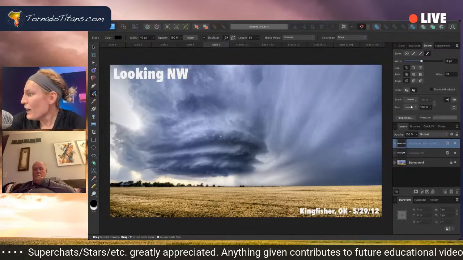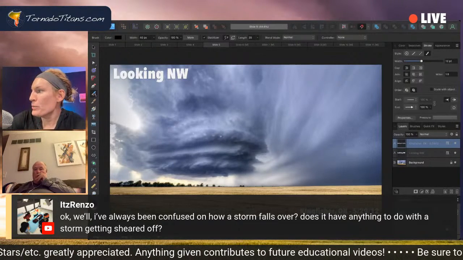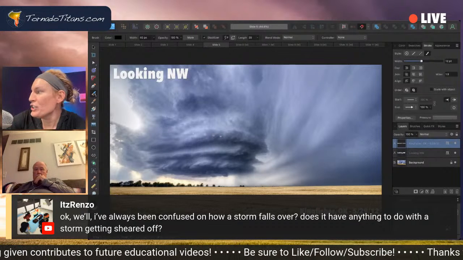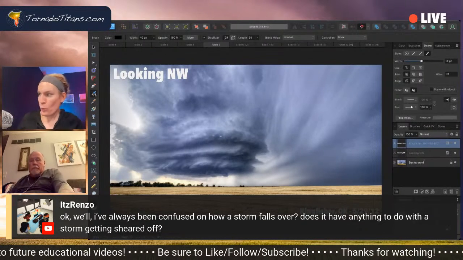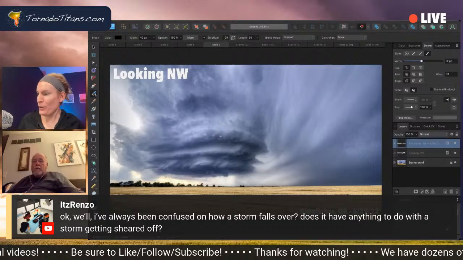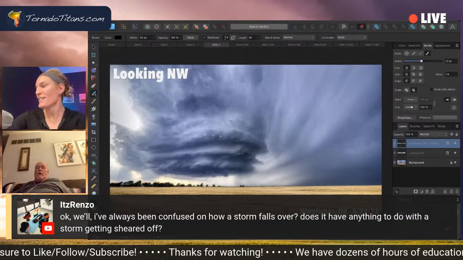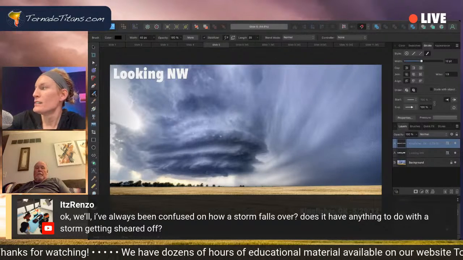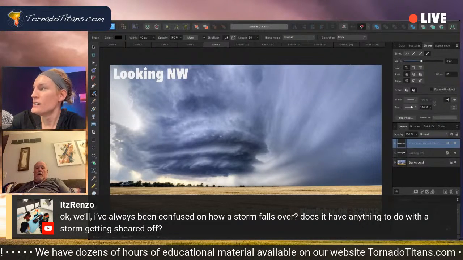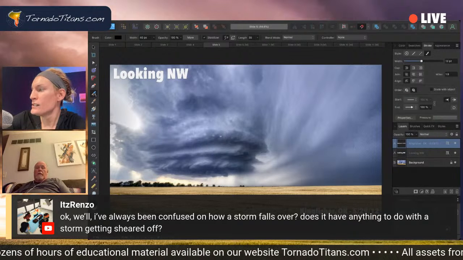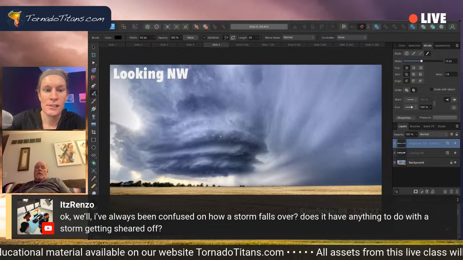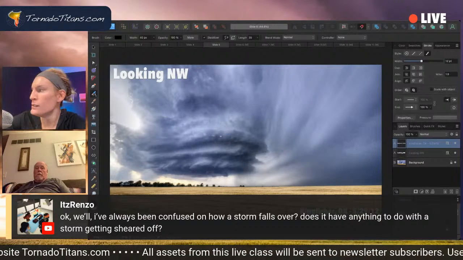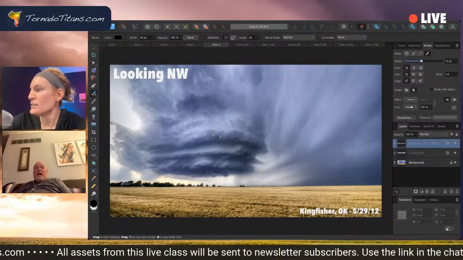This is a great question also from Renzo, on how a storm falls over. Does it have anything to do with a storm getting sheared off? Gene, what happens when a storm falls over? Generally, the shear exceeds the instability. You need a balance for a storm to develop properly, and if the shear, especially the speed shear, is stronger than the instability, then a storm will fall over, and it really just can't get going.